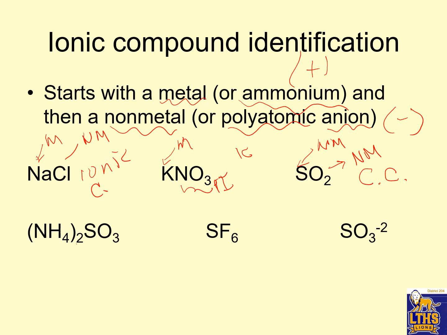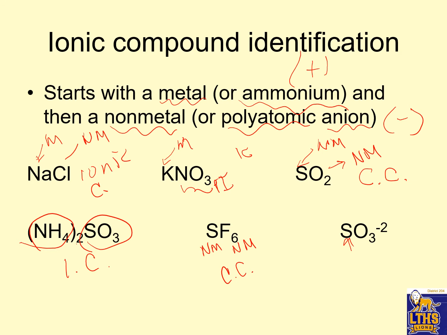SO3, that's all non-metals. But look, this is ammonium, and that is sulfite. And hopefully you'll start to recognize that, but this is an ionic compound made of two different kinds of polyatomic ions. Here we have a non-metal and another non-metal. Son of a gun, that's a covalent compound.